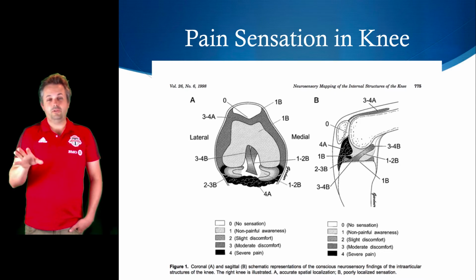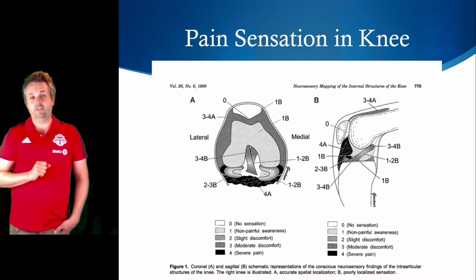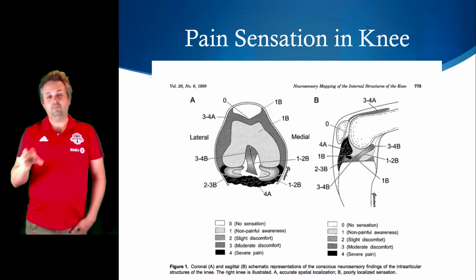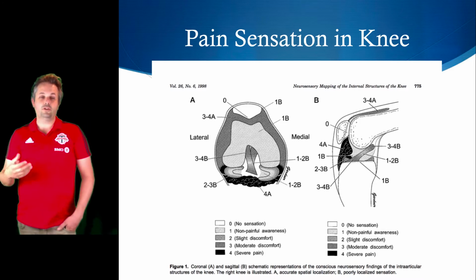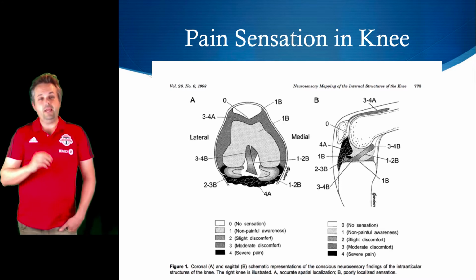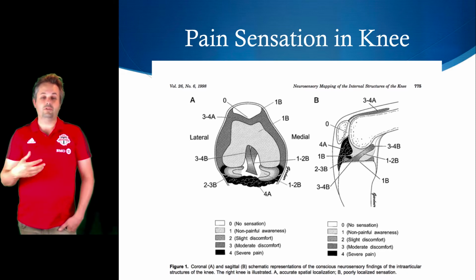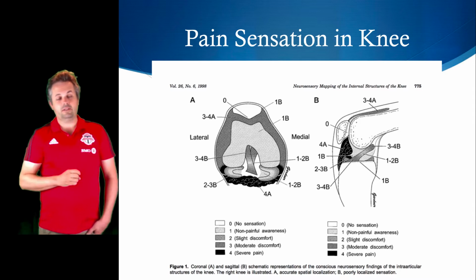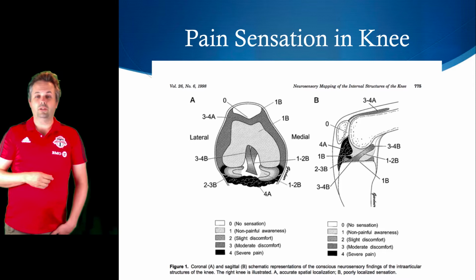Now you'll see two images. One is essentially an open anterior view of a flexed knee, that's categorized by A, and then you see a lateral or sagittal view of the knee, B. Then you'll see the letter A and B being used next to numbers. The numbers indicate anything from 0 being no sensation or no pain to 4 being severe pain, and then the letter A next to the number indicates that the patient was very able to localize that pain sensation, whereas B is they were able to detect pain, but it was poorly localized.